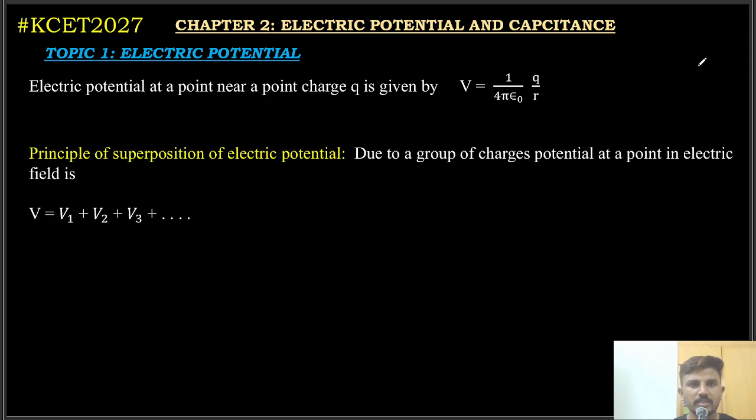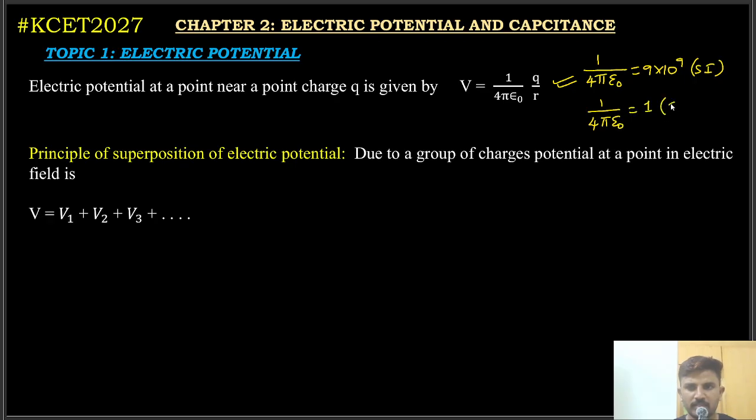Then what is the expression for electric potential due to a point charge? Due to a point charge, electric potential is given by 1 by 4 pi epsilon naught times q by r, where the value of 1 divided by 4 pi epsilon naught is 9 into 10 to the power 9 in SI unit. But in CGS unit, the value of 1 by 4 pi epsilon naught is 1.